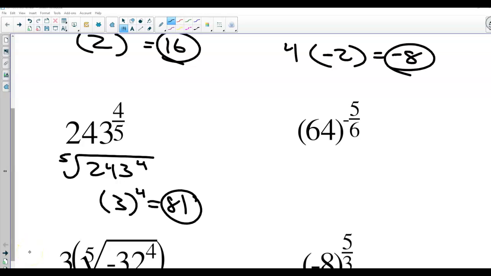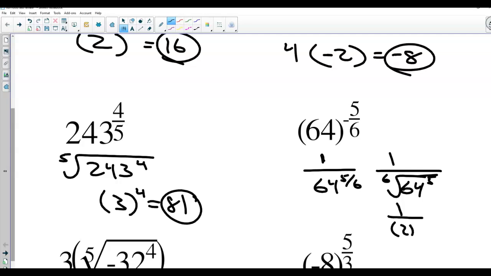So, we have the negative exponent. You always deal with the negative exponent first, which means you have movement. Now we're going to take the 6th root of 64 and raise it to the 5th power. The 6th root of 64 is 2. And 2 to the 5th is 32. So my answer is 1 over 32.